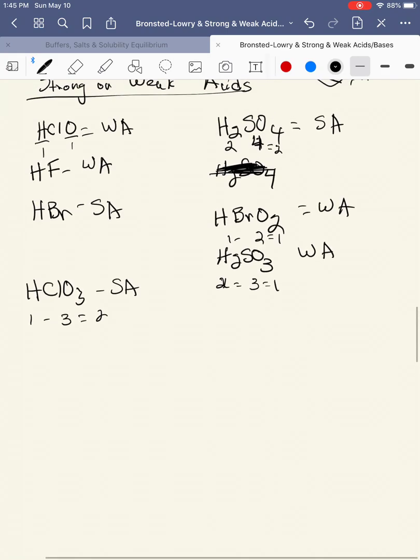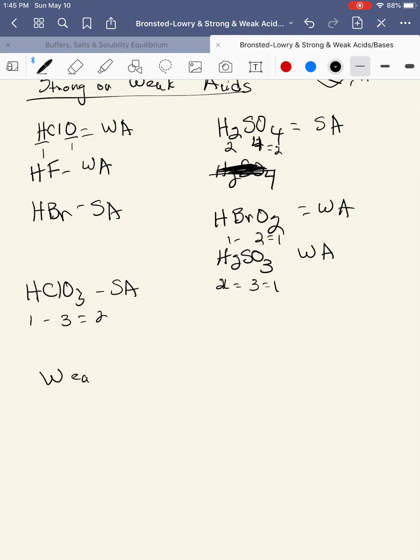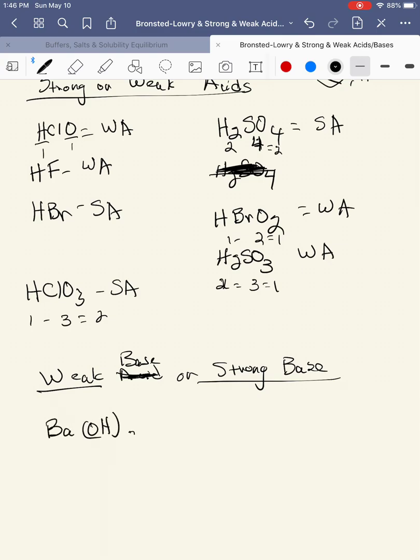Okay. Weak acid or strong. Let's do that again. Weak base or strong base. All right, barium hydroxide, Ba(OH)2. Zinc hydroxide. Lithium hydroxide and copper hydroxide, Cu(OH)2.